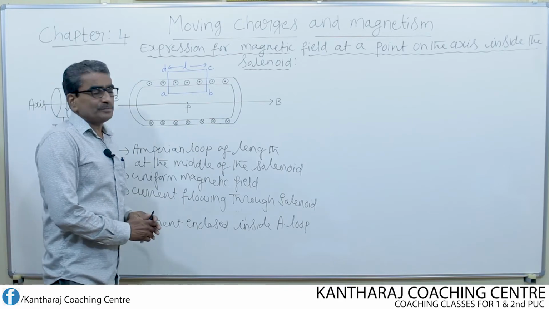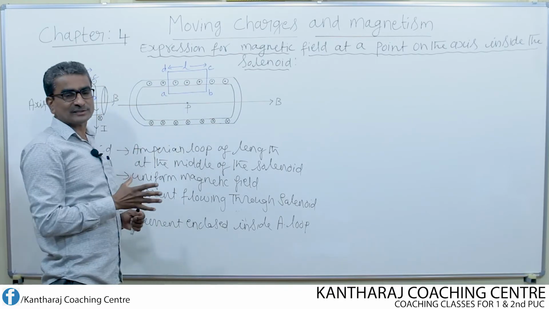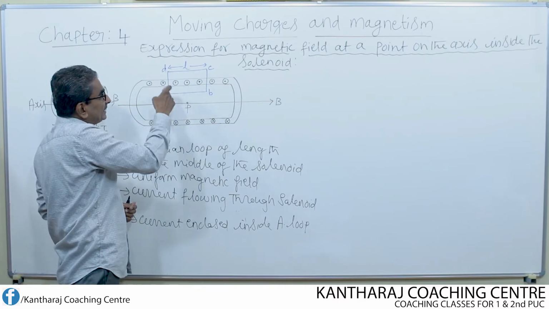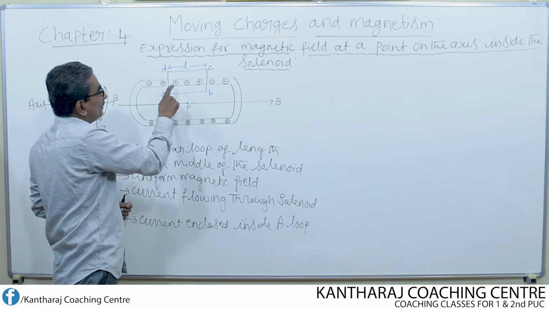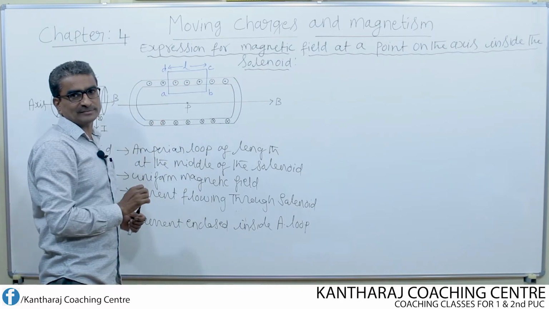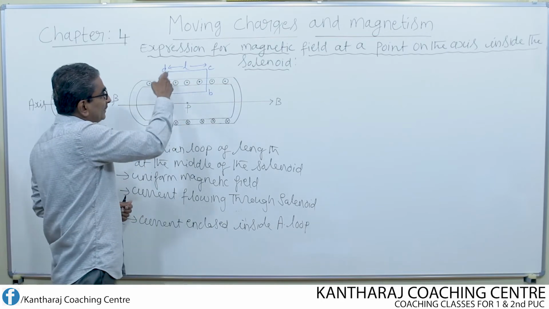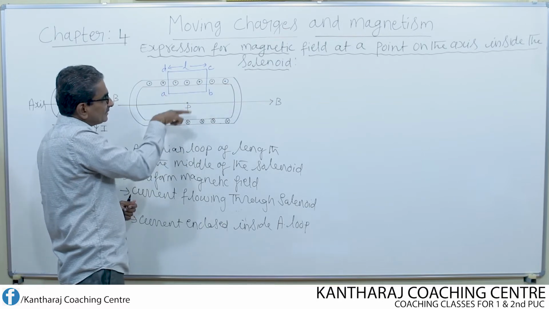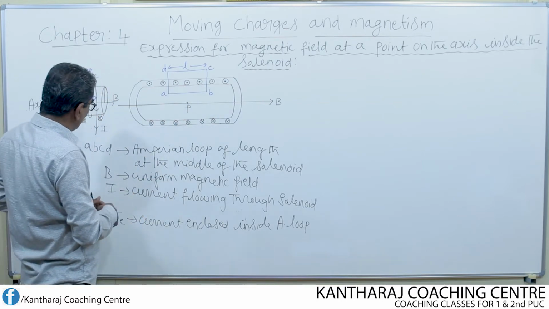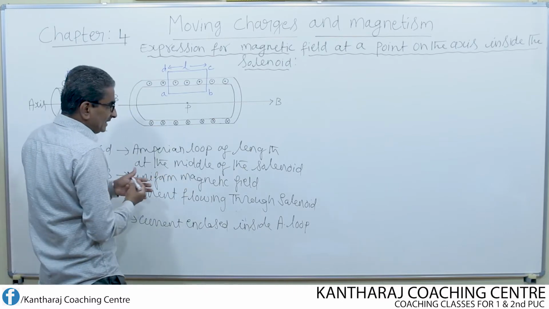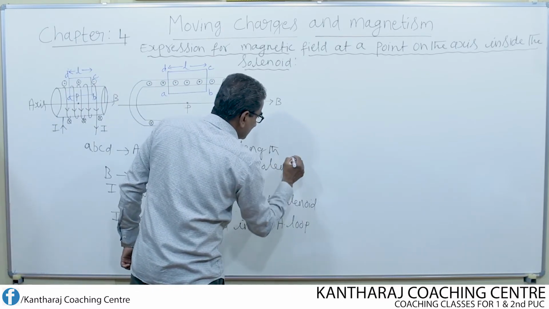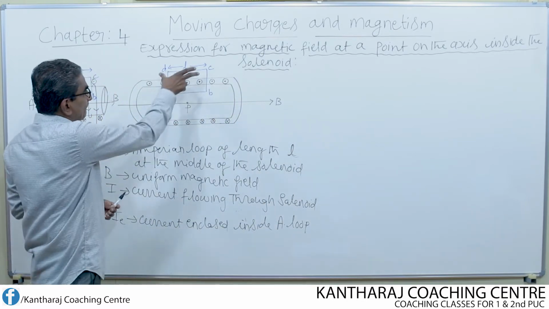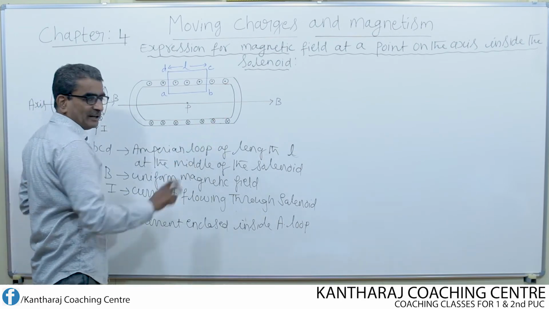Look here, this Amperian loop encloses a certain number of turns. According to this diagram, how many turns of wire are present within this Amperian loop? Within this Amperian loop, 1, 2, 3, three turns I have taken. Any number of turns may get enclosed within the Amperian loop, but strictly according to this diagram, only 3 turns are said to be enclosed. ABCD is an Amperian loop of length L, at the midpoint, that means at the mid region of the solenoid.